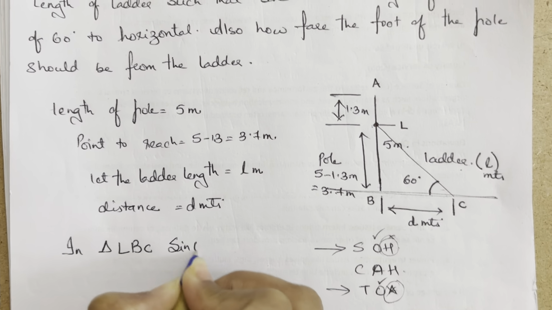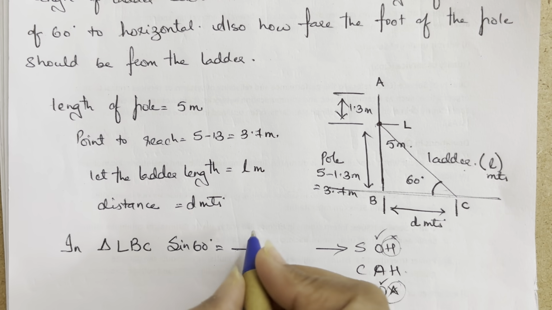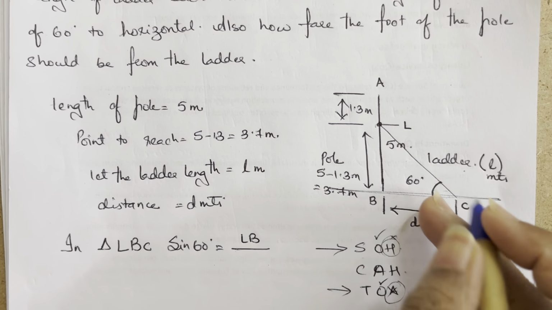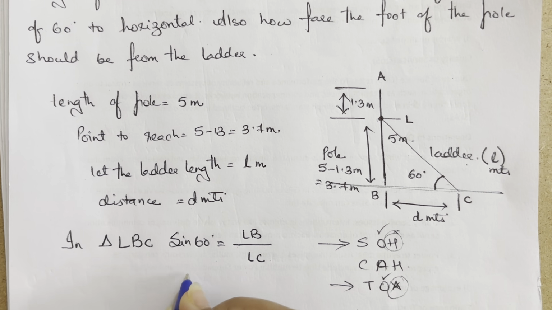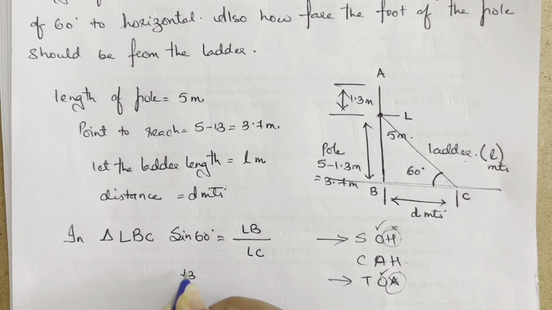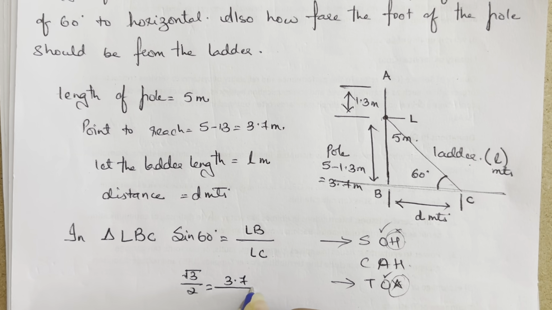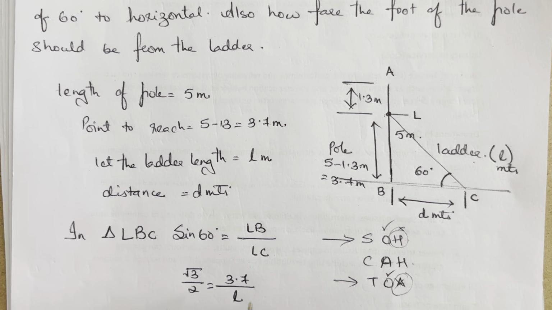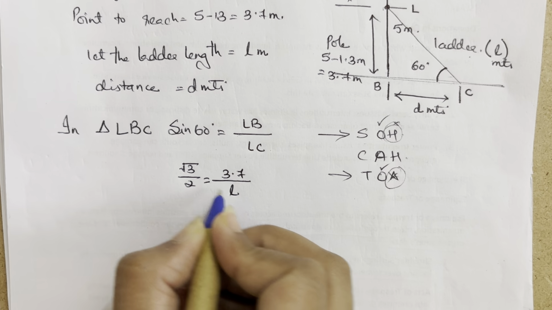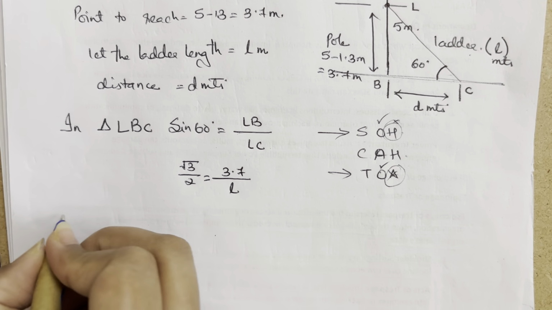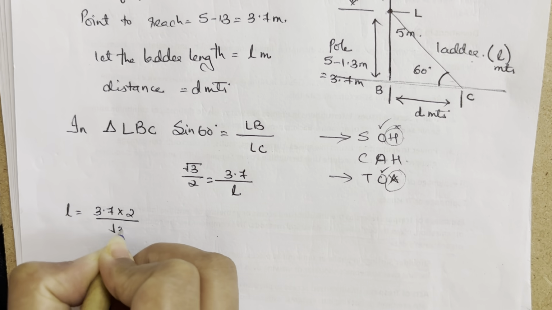Sine of 60 degrees, because the angle is given as 60 degrees, is equal to opposite, which is LB, upon the hypotenuse. Hypotenuse is LC. Sine 60 is root 3 upon 2. Root 3 upon 2 is equal to LB, which is 3.7, divided by LC, which we don't know, which is L only. Okay, let's start to simplify this further. When I simplify it, it goes to the other side. L is equal to 3.7 times 2 divided by root 3.